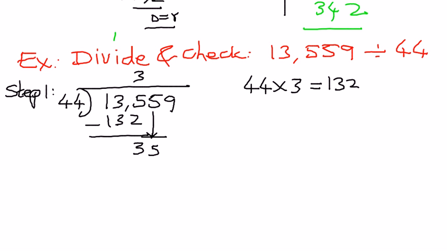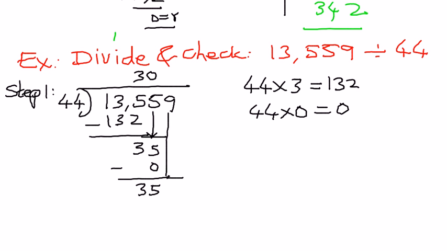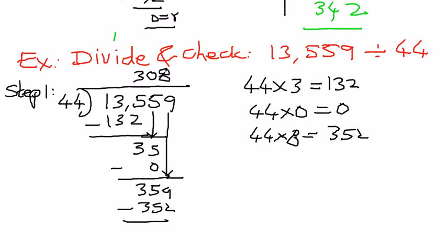So 44 times 0 is 0. So when we subtract the 0 from 35, we still are left with 35. And now this time we borrow the 9. So now 44 times 8 is equal to 352. When we subtract 352 from 359, we are left with 7.